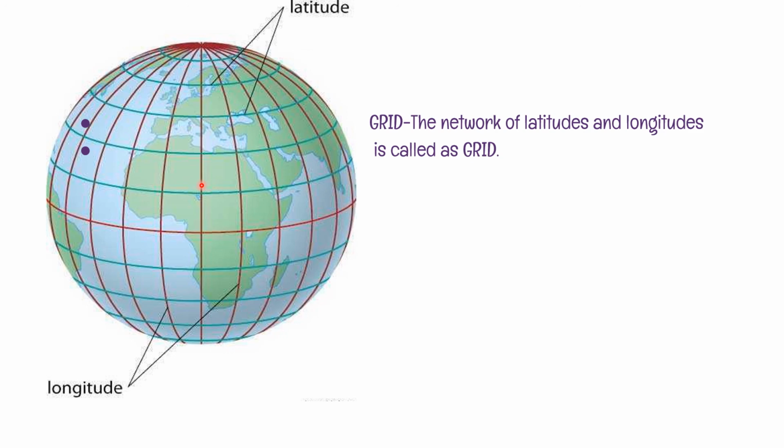The network of latitudes and longitudes is called a grid.